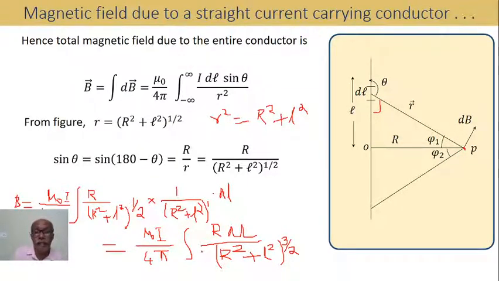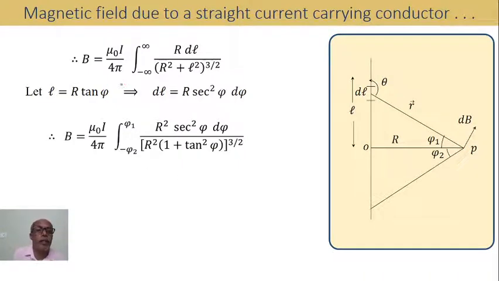The same expression is on the next slide, here it is, see. Simplified and written here. Now from the figure, L is equal to tan phi. Taking this as phi, tan phi will be equal to opposite by adjacent, L by R. Therefore L is equal to R tan phi. Differentiating this, we get dl is equal to R secant square phi d phi.